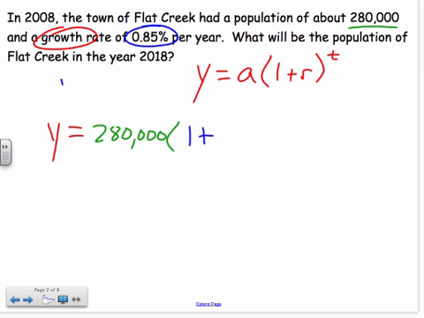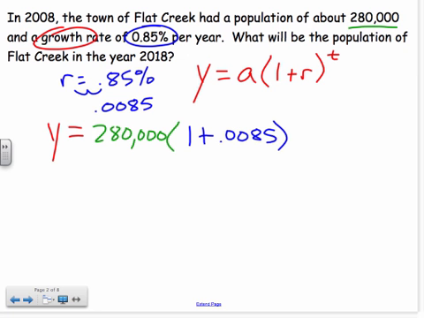Just make sure the rate has to be written as a decimal. Right now it's a percent. To get it as a decimal, you move the decimal 2 to the left. So we're going to write that as 0.0085. And t is in years. 2018, and it began in 2008. That's a total of 10 years. So t is 10.